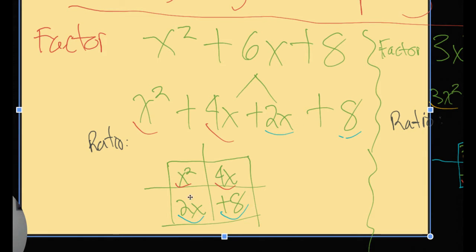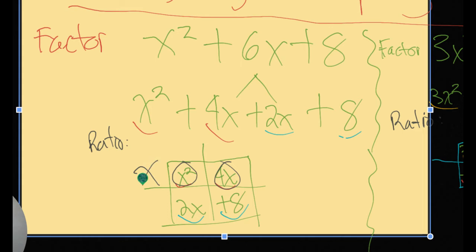And then we would put them in the box, right? X squared plus 4x, 2x plus 8. So you can see the first two terms go in the first row, the second two terms go in the second row. And by the way, it does not matter if you have 2x here and 4x here. Okay, so again, this is called factoring by grouping. So what I'm going to do now is finish this out, and then I'm going to come back and talk about a ratio.